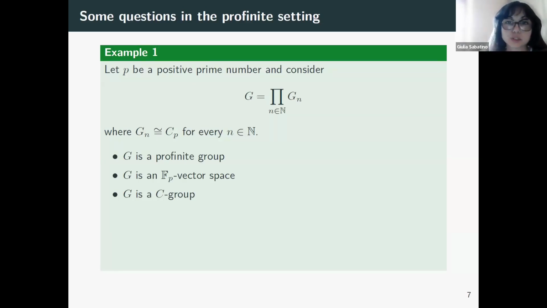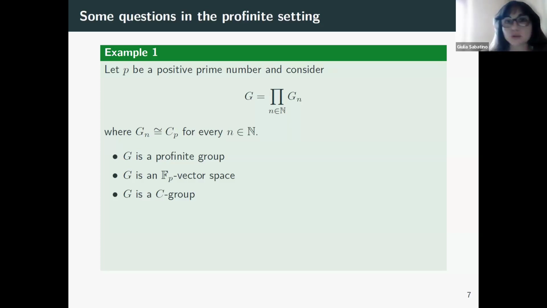It is an F_p vector space because every element has order p. Indeed, it is an elementary abelian p-group. And if we recall what the structure theorem of C groups says, an abelian group is a C group if and only if it is a direct product of elementary abelian groups. So in particular, this group G is a C group.